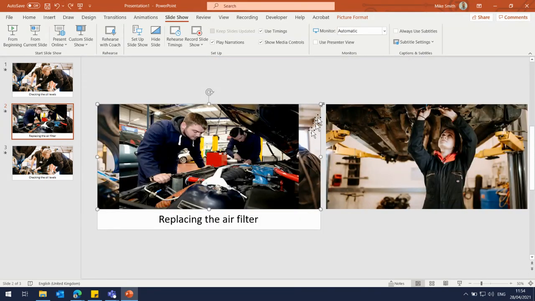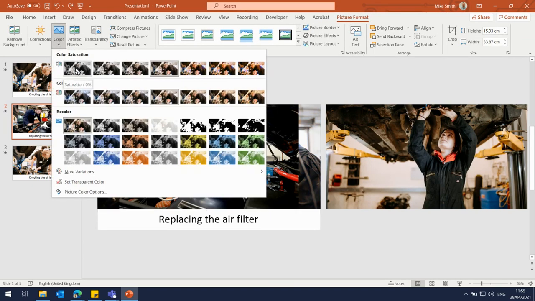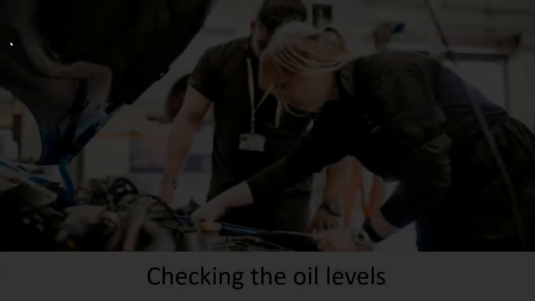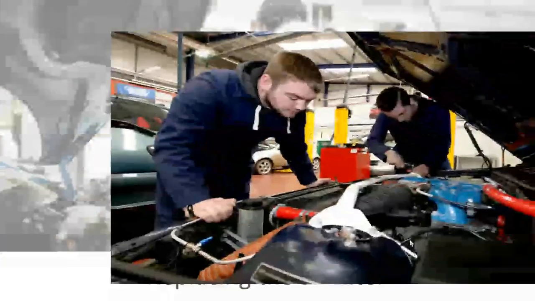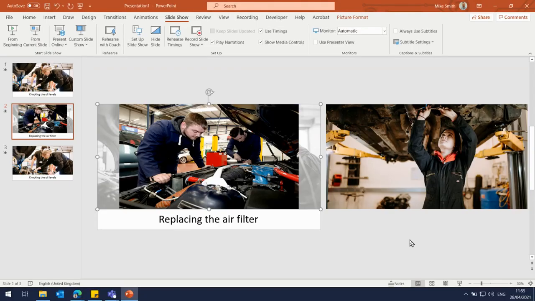Or what we could do perhaps is go to picture format up here and maybe just change the color, for example, to make it a bit more black and white, or just have it fade into the background. So this time there's my original image, checking the oil levels. And as I move into my second image, the first one kind of disappears, the focus goes away, and then the new one comes on.